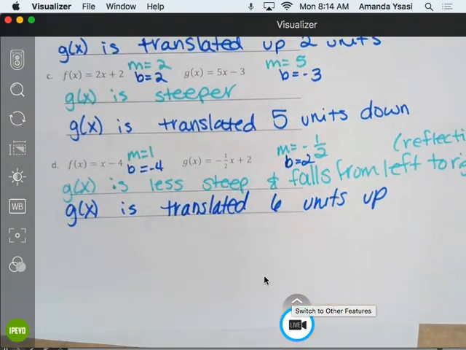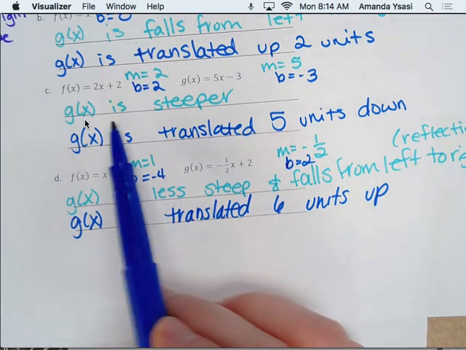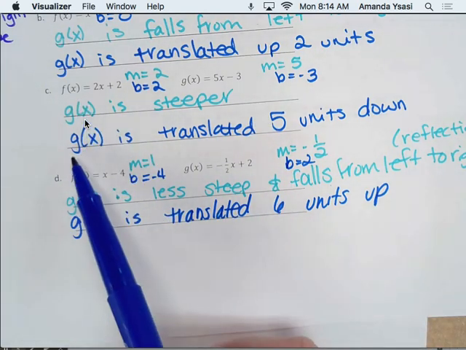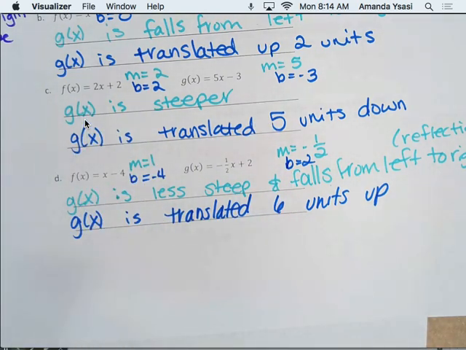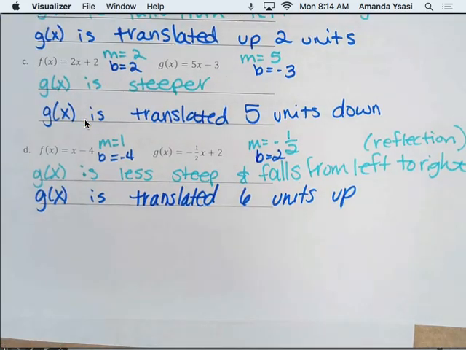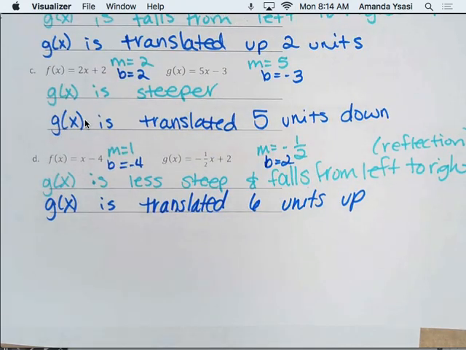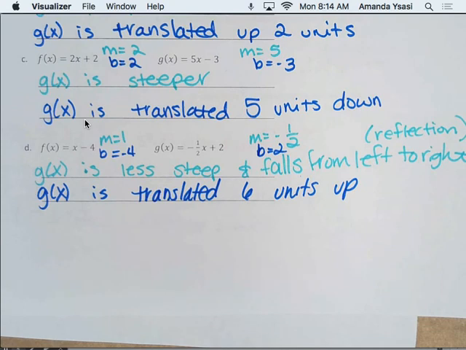So for C, g of x is steeper than f of x. And g of x is translated 5 units down from f of x, because you're at 2, and then you go down to -3, making that 5. And then D, g of x is less steep, and there's a reflection. It falls from left to right. And then it is translated 6 units up.